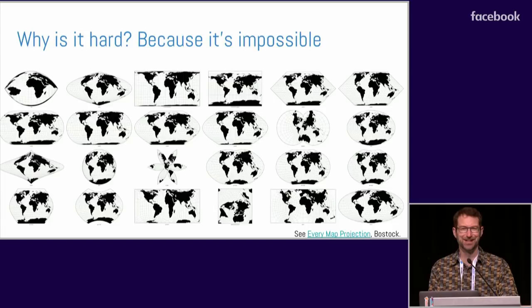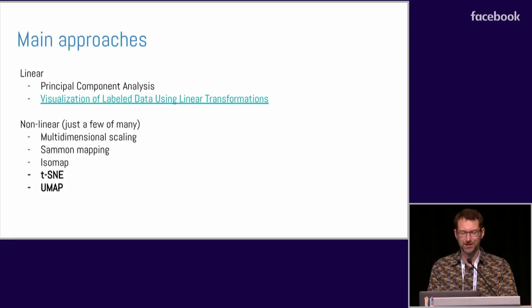And the familiar analogy is with a map: if we try to project the globe onto two dimensions, there are lots of different ways we can do it, but it's inevitably, from math, going to distort some distances. And I like this image from Mike Bostock of many, many different projections at once. So what do we do? Visualization is always an art of trade-offs, and there are a bunch of approaches that we can use to try to make these trade-offs.